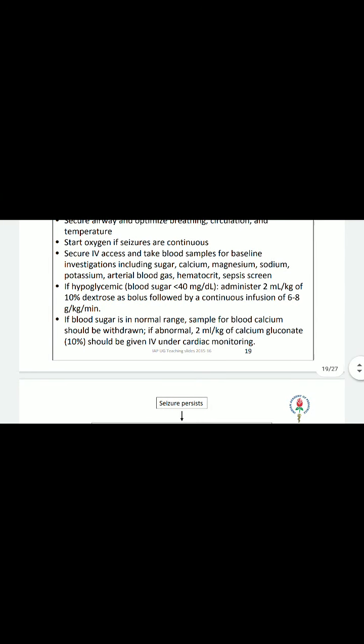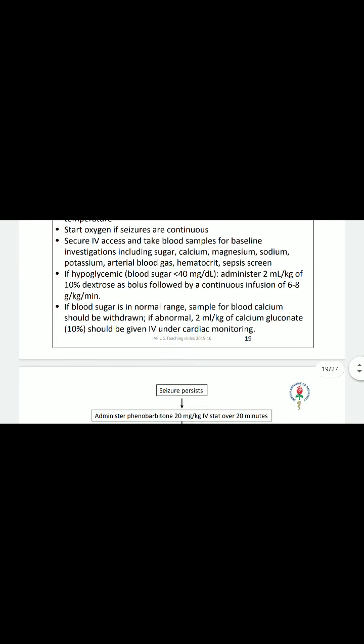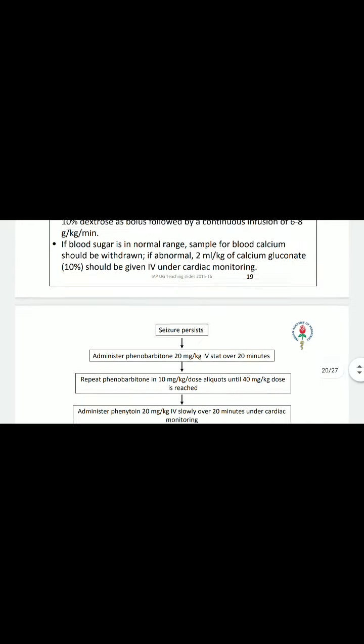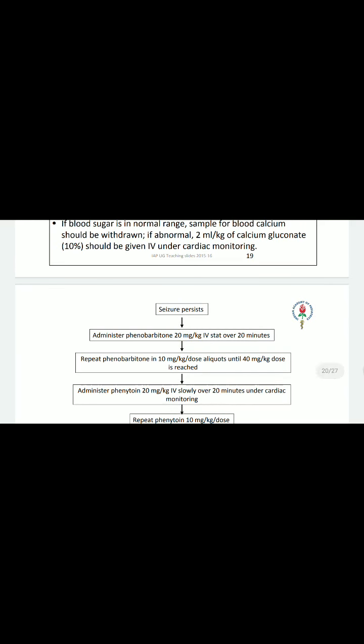If blood sugar is in the normal range, a sample for blood calcium should be drawn. If abnormal, that is less than 9, 2 ml per kg of 10% calcium gluconate should be given IV under cardiac monitoring.